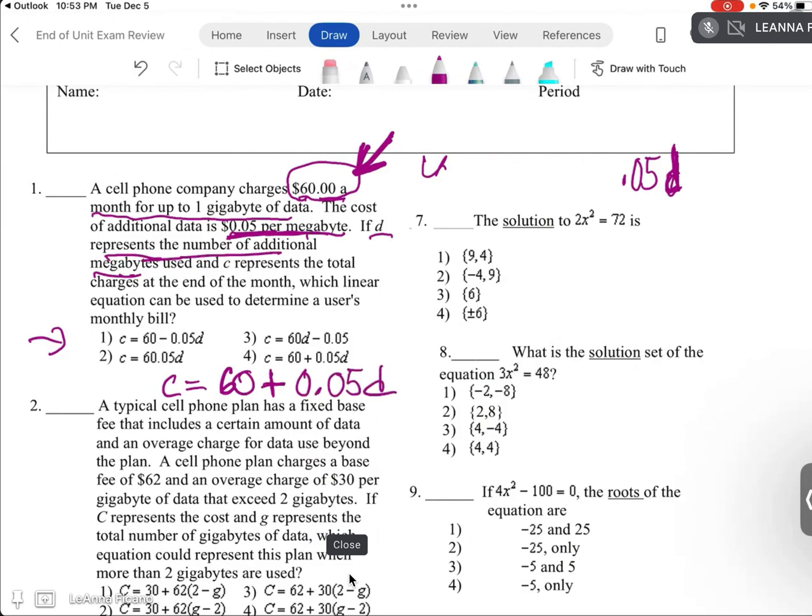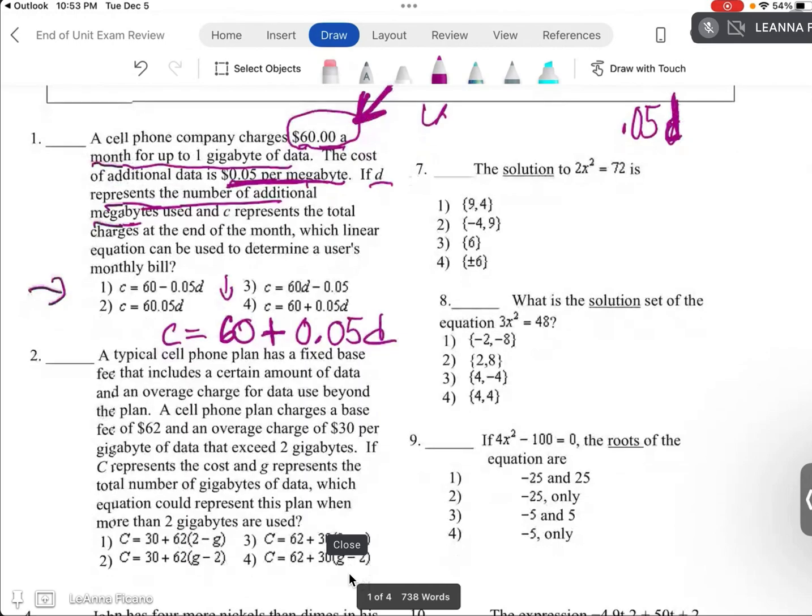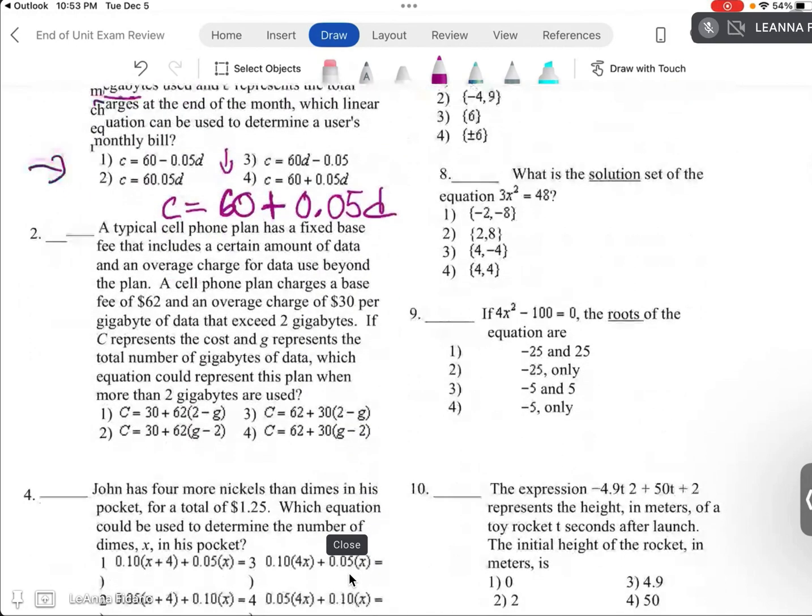So the user pays $60 a month for that whole 1 gigabyte, and then every megabyte after that is 5 cents. Okay. So it's really important that you group the information together to be able to come up with the equation.